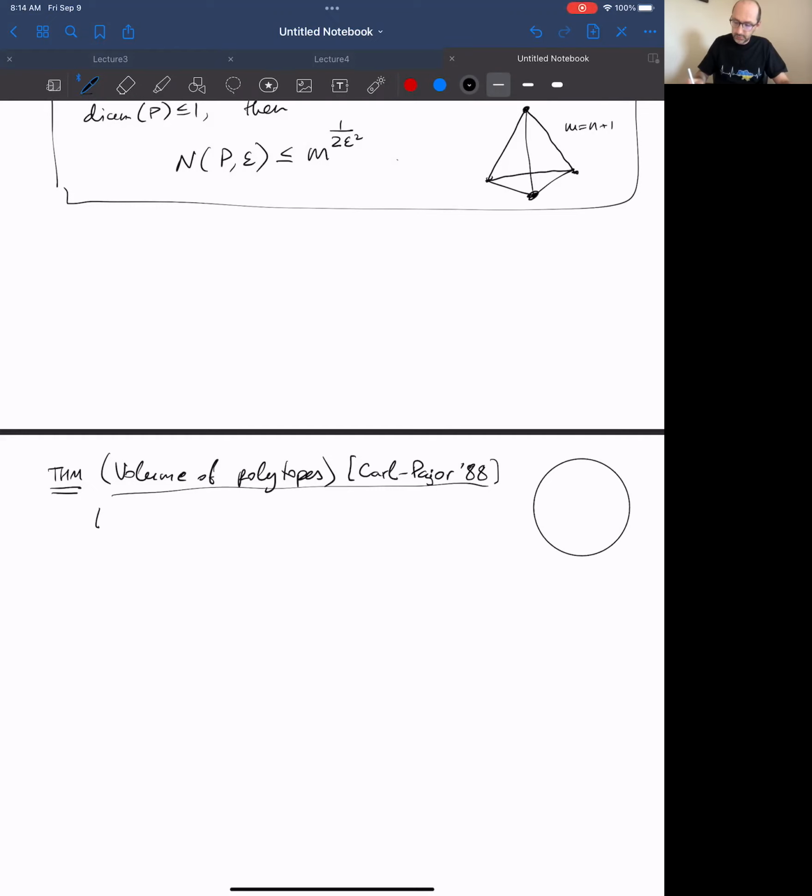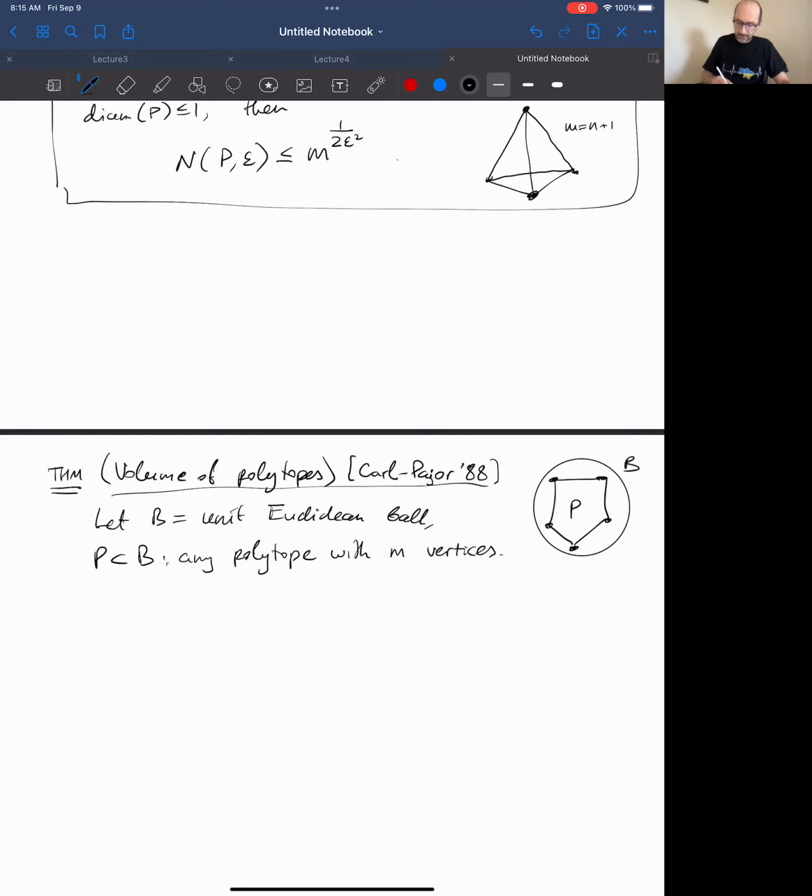So suppose we have a picture like this. Let's say we have a polytope in a ball like this. This is P, this is B. So let B be the unit Euclidean ball, and P be any polytope with m vertices, then the volume of P is super, super small, extremely small.